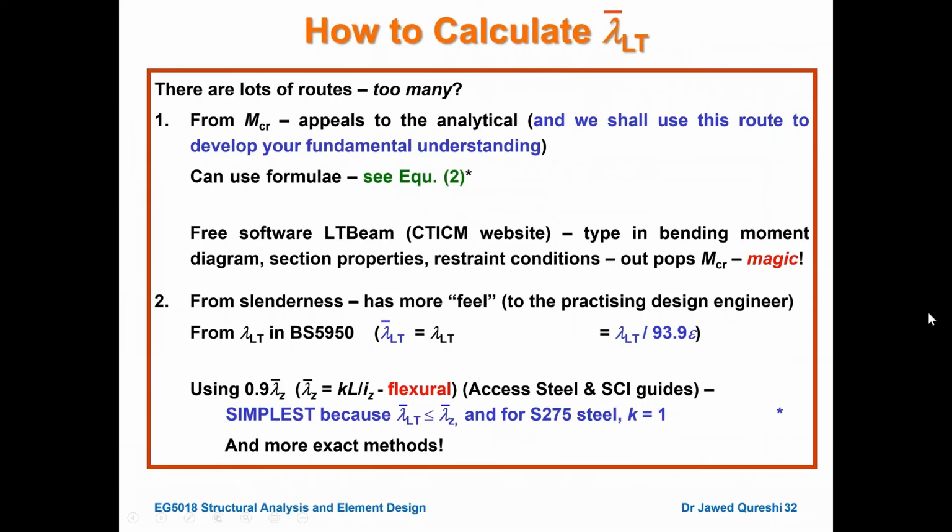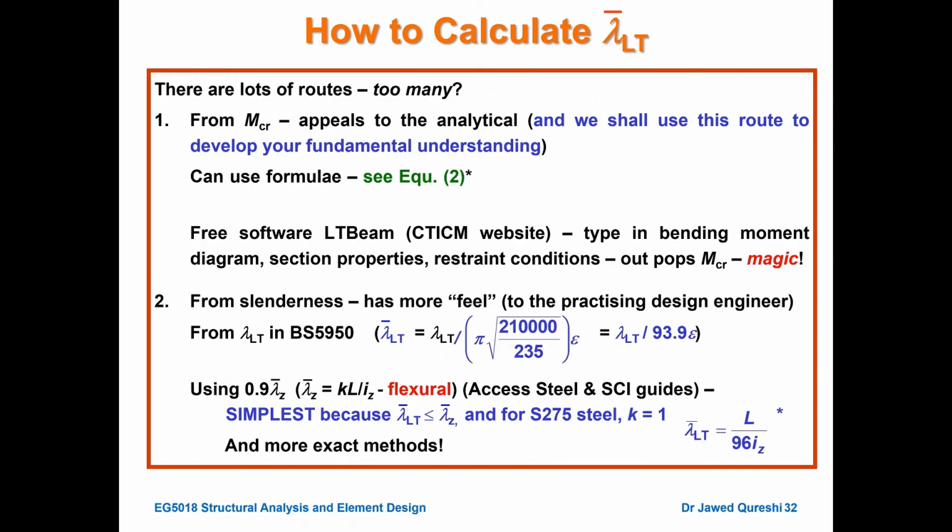There are many ways to work out lambda-bar LT. The most accurate one is using MCR. Lambda-bar LT is equal to under root MPL divided by MCR. You can also use this website CTICM and search for the LTBeam software. This will give you the value of MCR rather than using this very long formula.